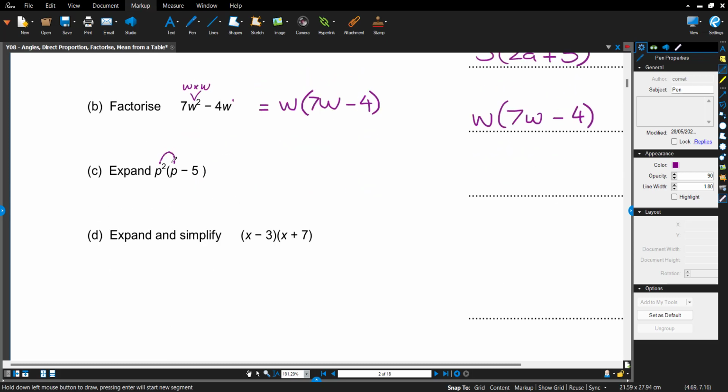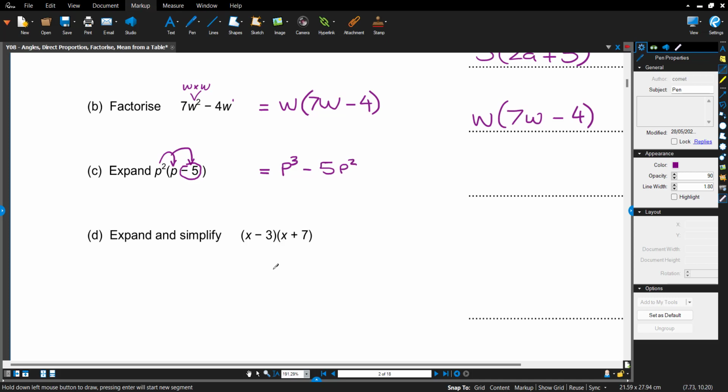While I'm here, I may as well do expansion. Here you're going to multiply p squared times p and p squared times -5. The sign is always stuck to the number or the term to the right. So p squared times p is p cubed. p squared times -5 is -5p squared.